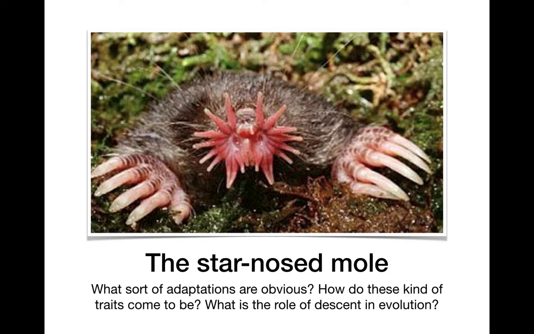Okay, so hopefully you came up with some ideas. The adaptations that are obvious here are this really sensitive big nose to help sense in the dark, because moles live underground, that's their environment, and it's dark. They can't see anything, so they don't really have big eyes, they have a much bigger nose. They also have giant whiskers here, also to help them sense in the dark. You should also notice the claws are very large, very adapted for digging underground. So how would those traits come to be?